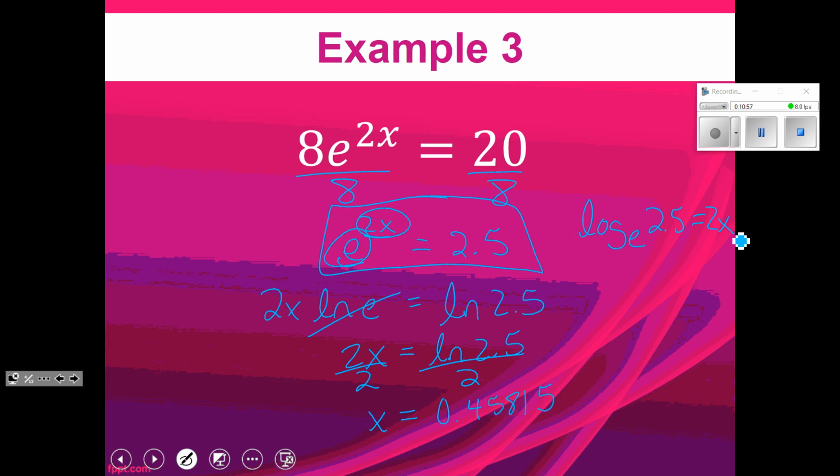And in this case, I almost think this way was easier than doing all of this. And you get 0.91629, and so on. You divide it by 2, and you end up with this. Okay? Any questions on that?